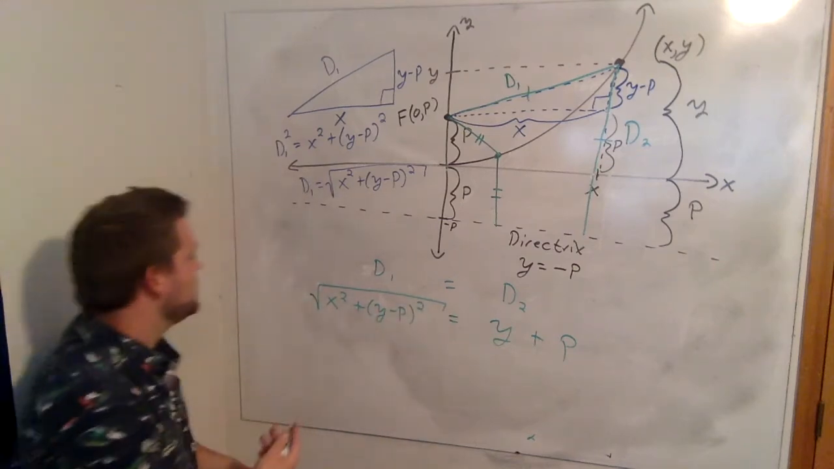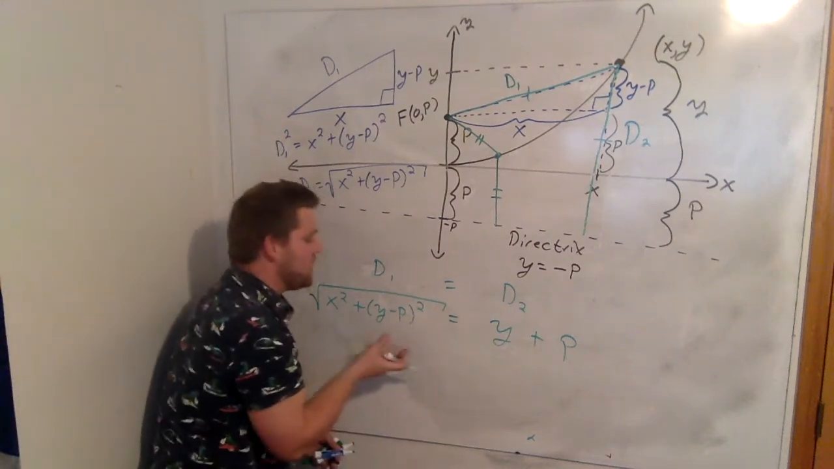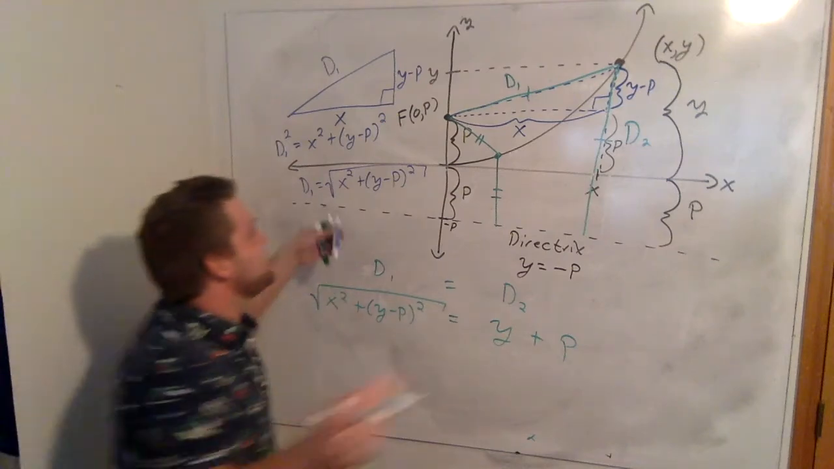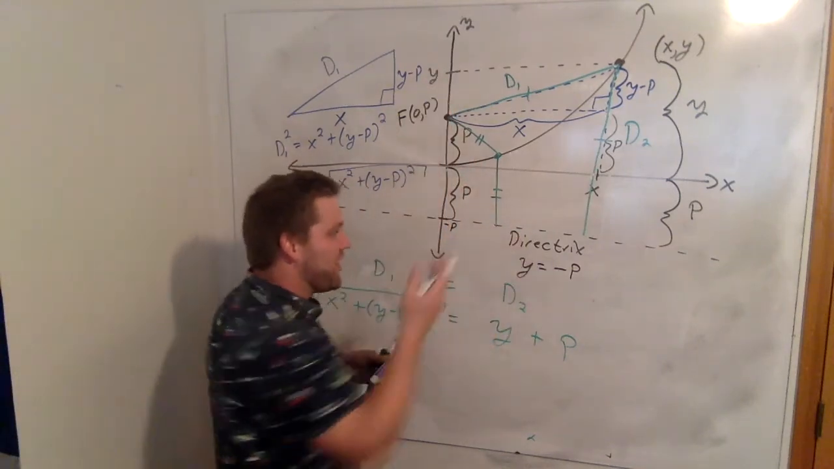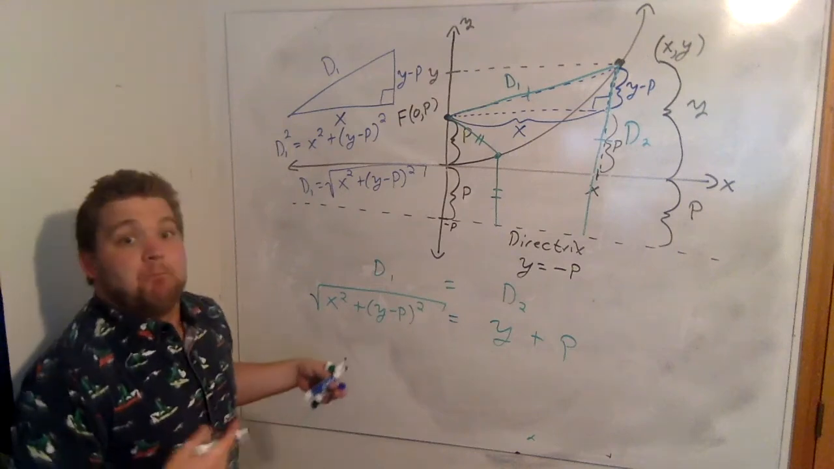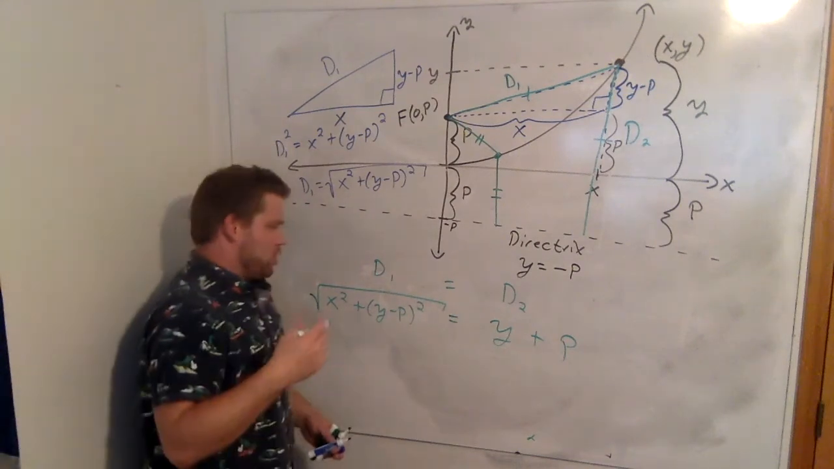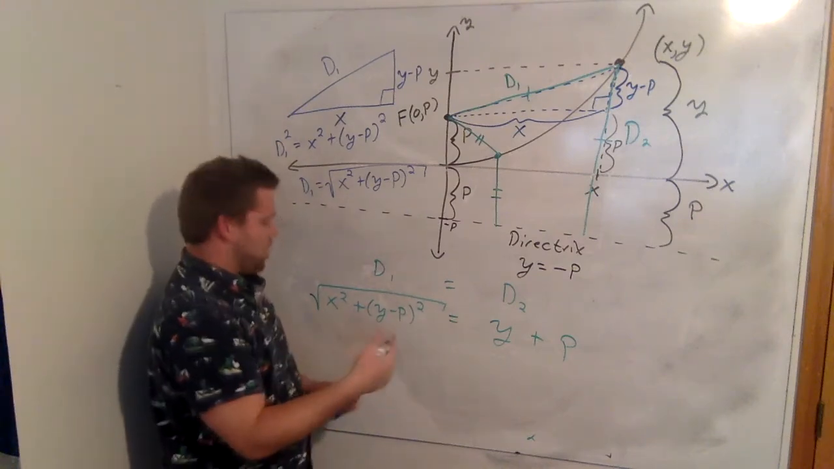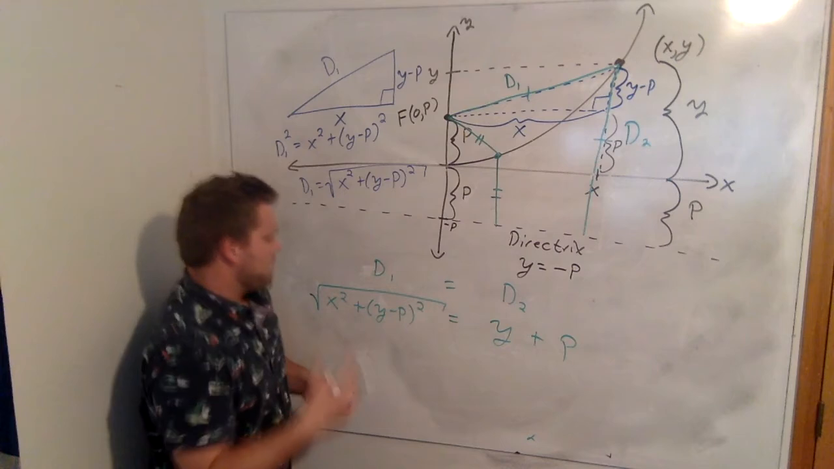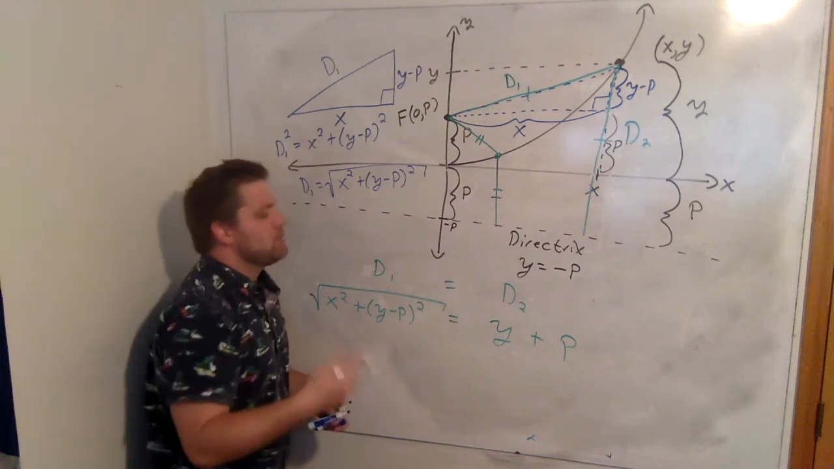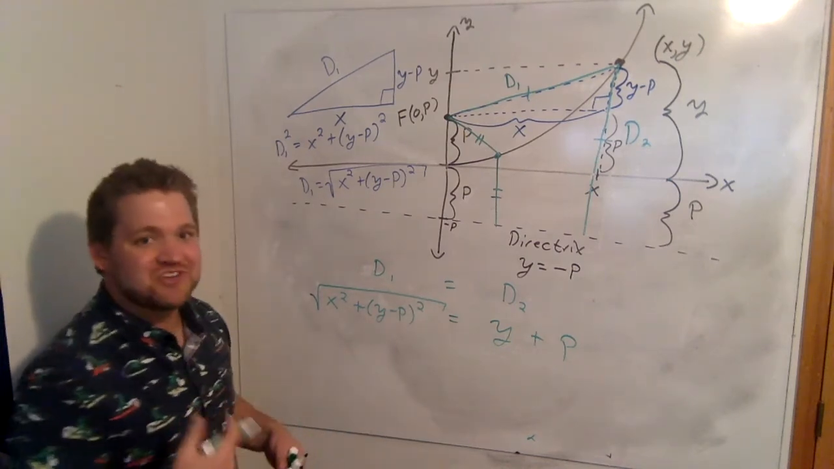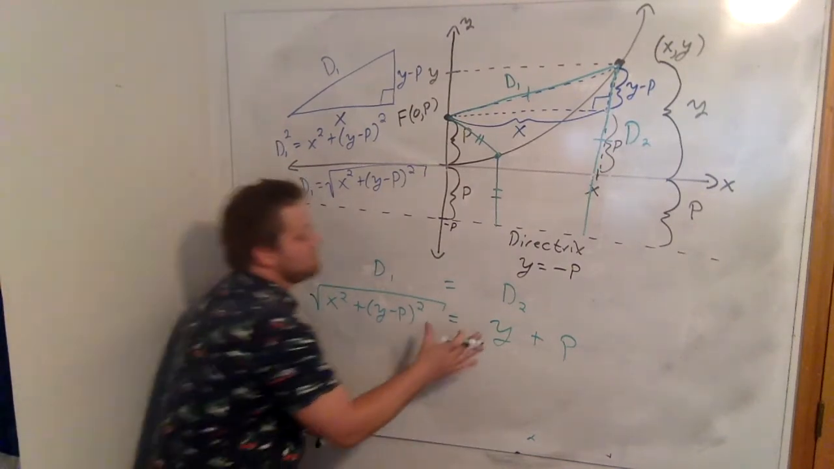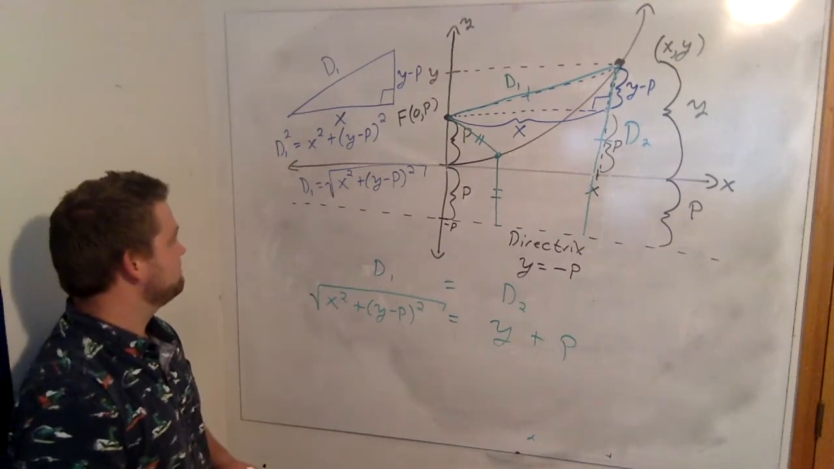Okay, and here we have it. Here we have the definition of a parabola in Mathish. In English, the definition of a parabola is the set of all points that are equidistant from a point called the focus and a line called the directrix. But in Mathish, in a mouthful, it's the same thing as saying the square root of the quantity x squared plus the quantity y minus p squared is equal to y plus p. In Mathish, it's a lot. But this is the definition of a parabola written in Mathish.